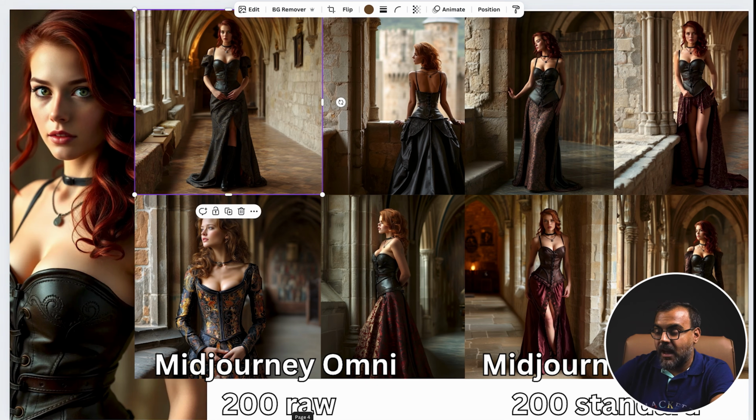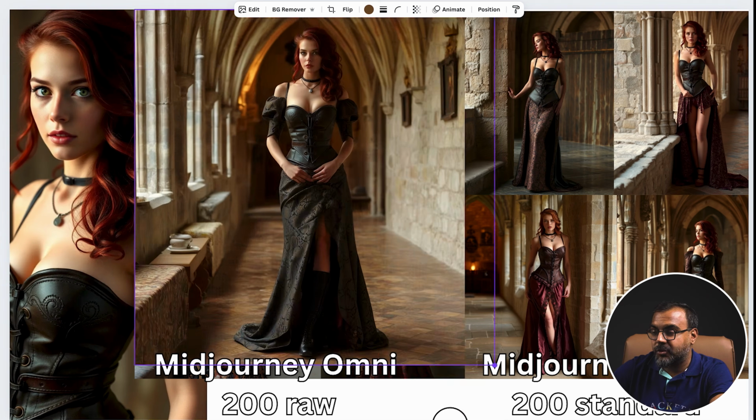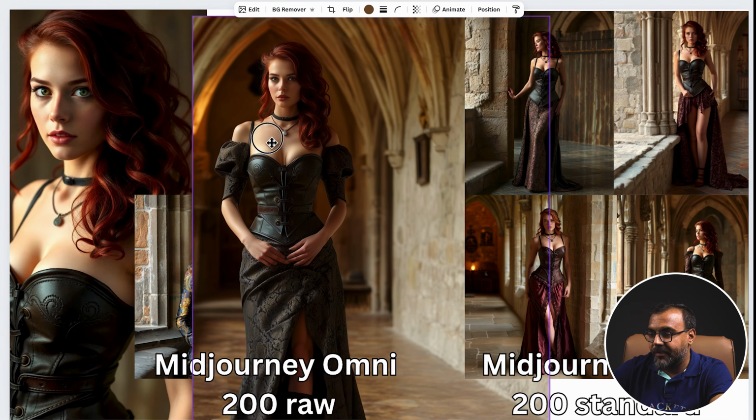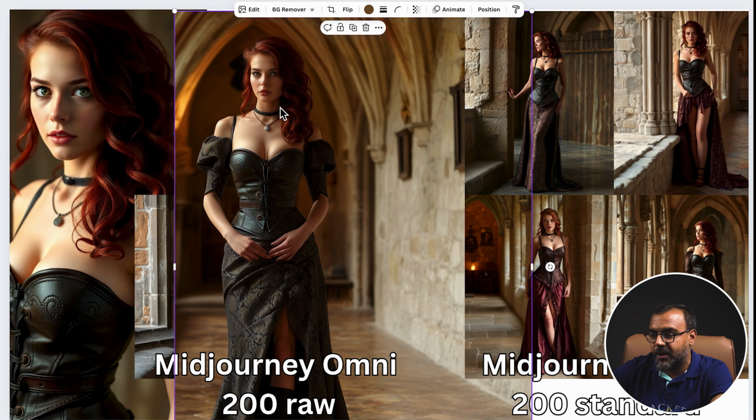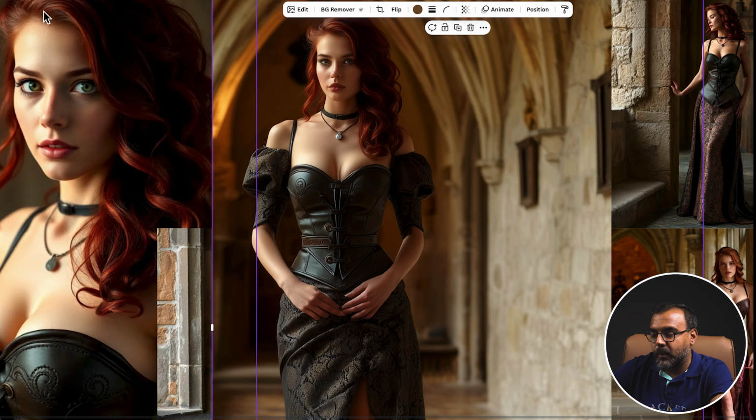I also tested it out using the raw flag and the standard flag so we can see if one or the other gives better results. Starting with the raw flag at 200, let's have a look at the images. So this first one here is an okay start. Once again, we've got the hair right, we've got the detailing from the corset coming over here. The prompt follows through with it being an intricate outfit. We're in a medieval style castle or cathedral.